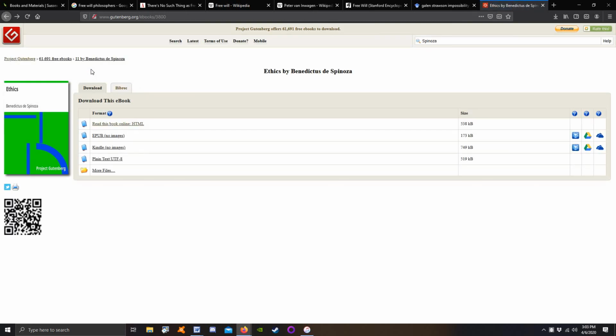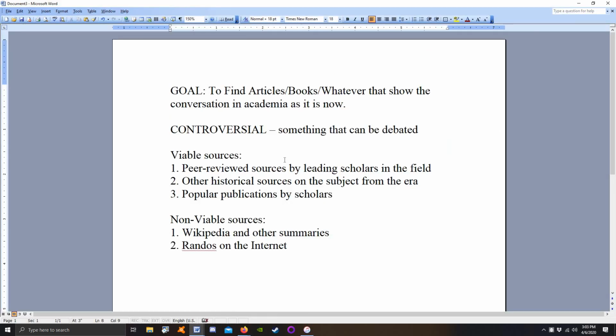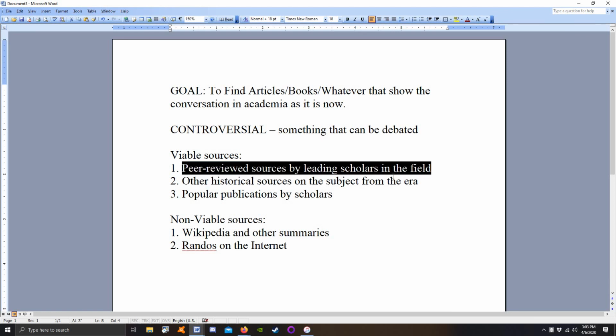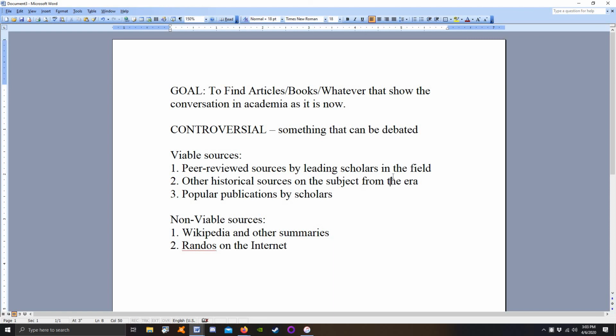So even if you can't find a grade A peer-reviewed source, you can always find historical sources. They're all online for free. Don't let the quarantine discourage you from using them. You can totally track down research, even if it's not, again, like grade A peer-reviewed sources. So give it a shot.